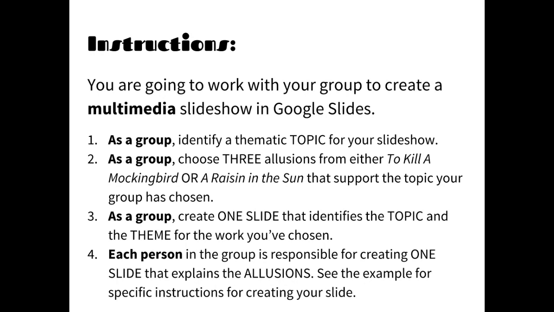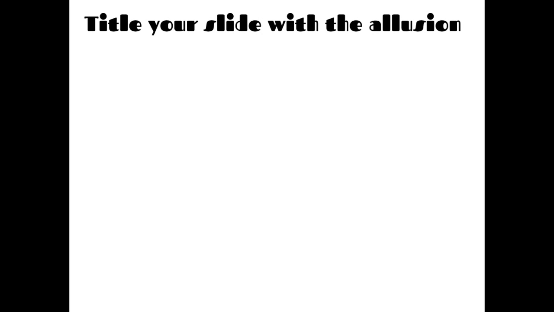All right, after you have finished that one group slide, that's the first slide of your slideshow, each person in the group is responsible for creating one slide that explains the allusions. So you're going to create the first slide all together, and then each person is going to create one slide with one allusion. All right, let's take a quick look at all the information that needs to be on your allusion slide. All right, make sure that you have a title. Make sure that you tell us what the allusion is in that title.